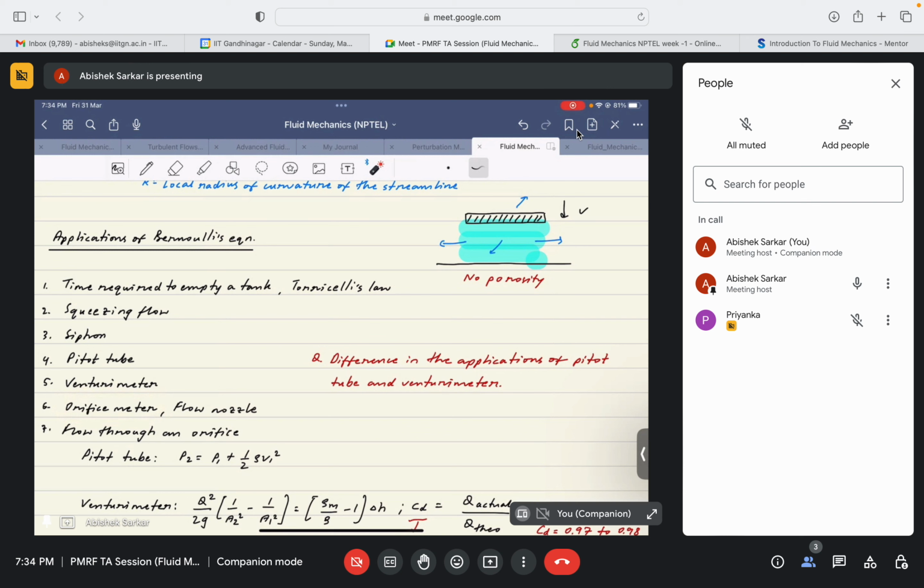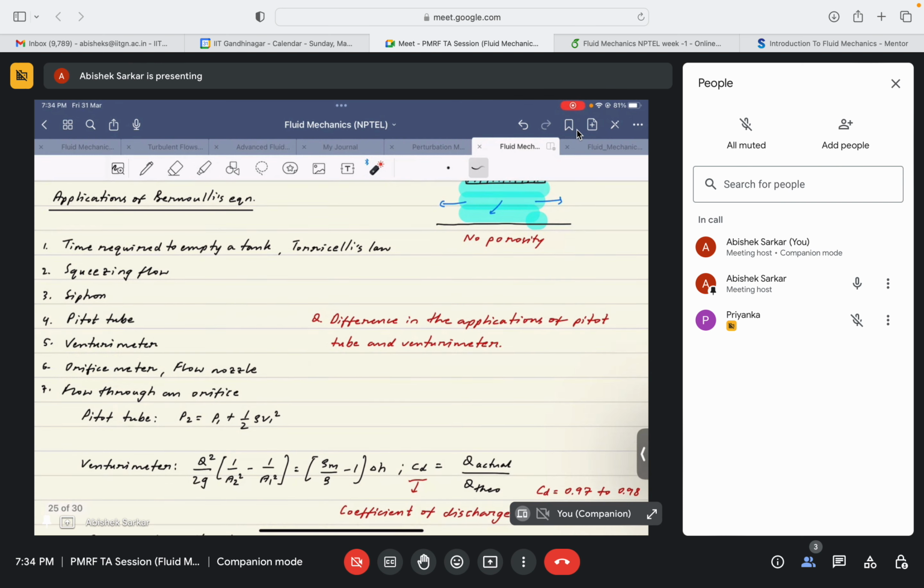So again, I guess sir has also discussed the flow nozzle slightly, and how it is more accurate than an orifice meter, just because of its geometry. And then flow through an orifice, I guess this topic also sir has discussed, right?